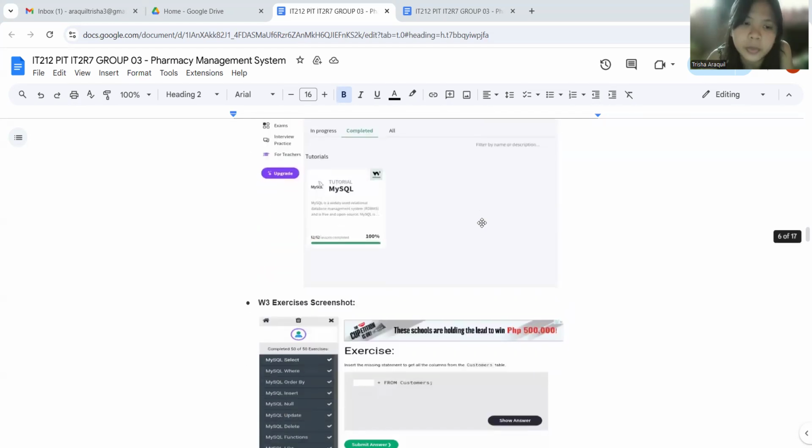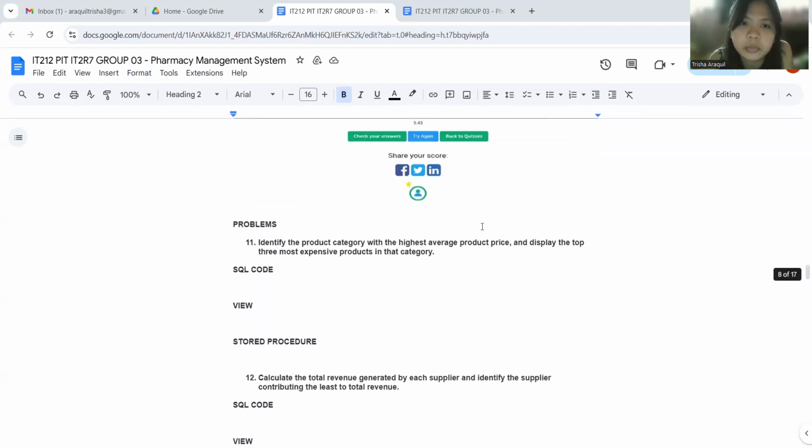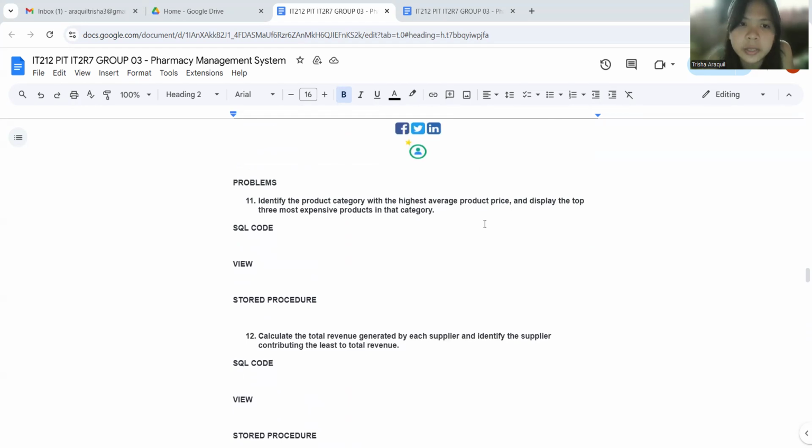I'm going to answer from numbers 11 to 20. So for number 11, identify the product category with the highest average product price and display the top 3 most expensive products in that category. So we have to go to the SQL.